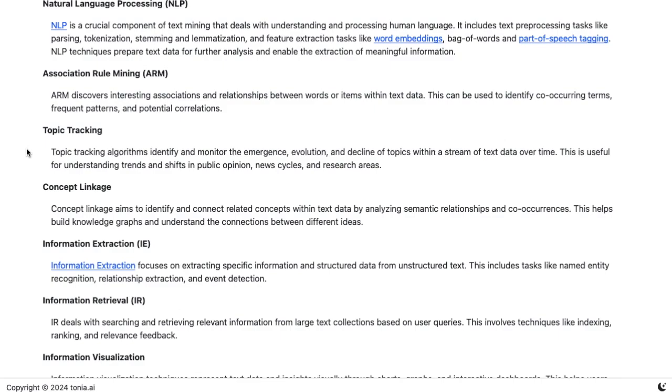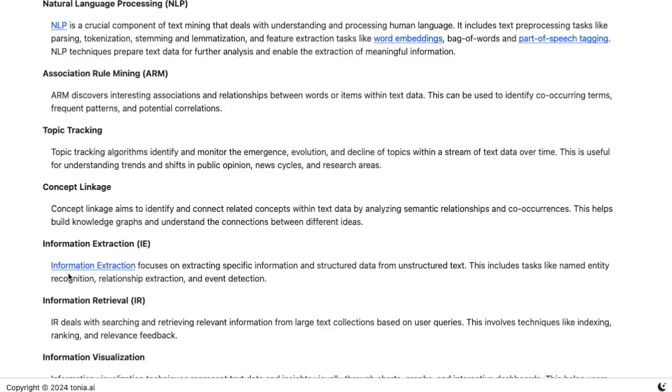Concept linkage aims to identify and connect related concepts within text data by analyzing semantic relationships and co-occurrences. This helps build knowledge graphs and understand the connections between different ideas that are present in the unstructured text.